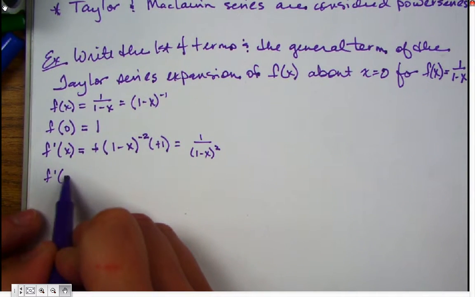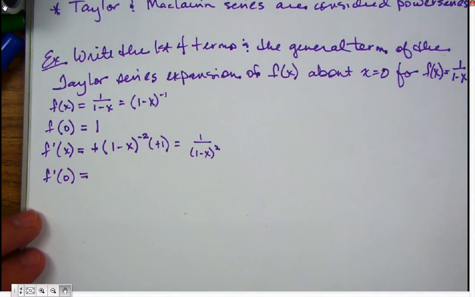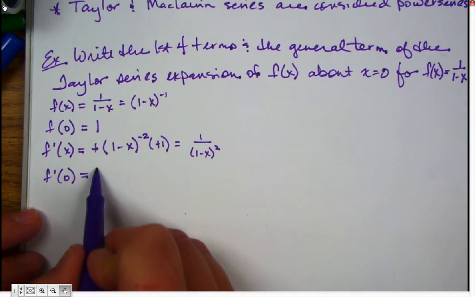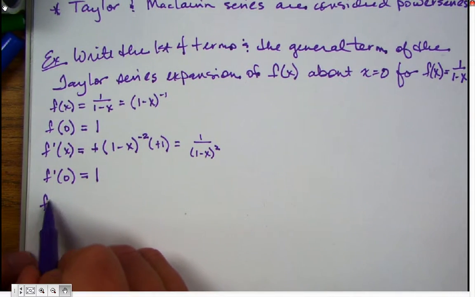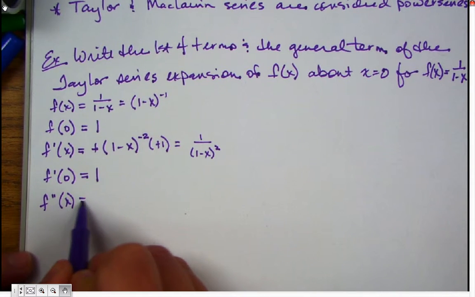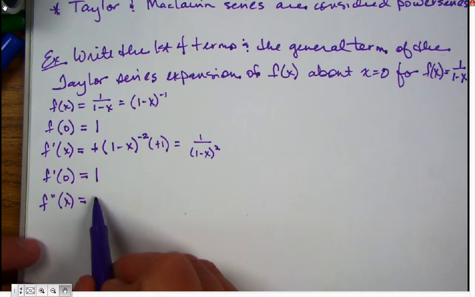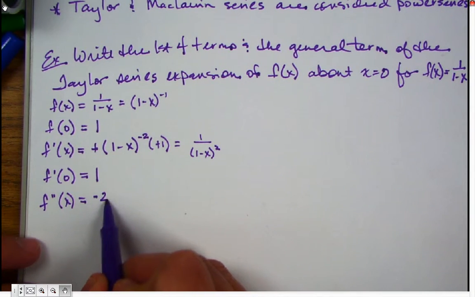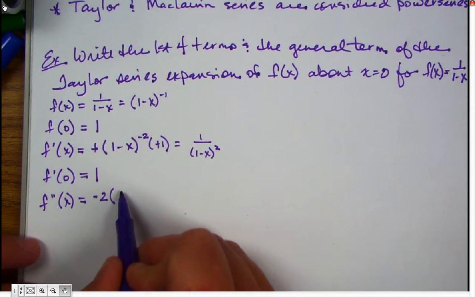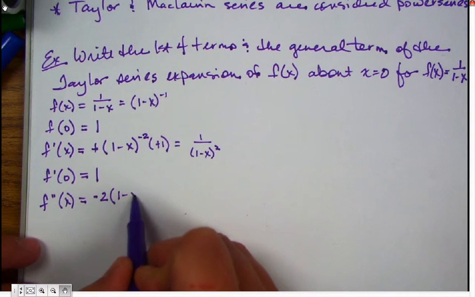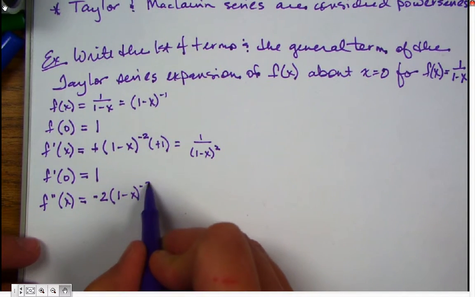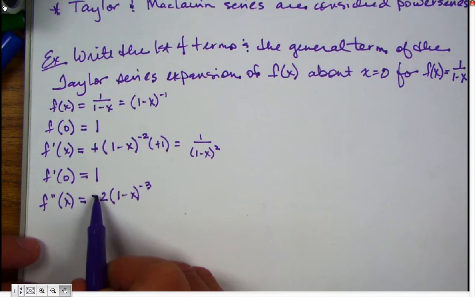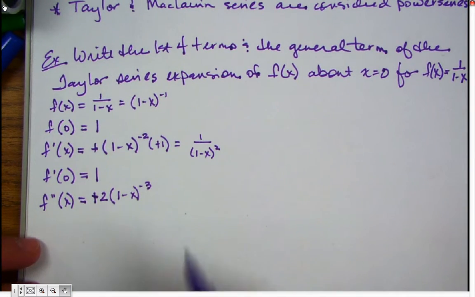Okay? So the first derivative at 0 is what? 1. And now I need to take the second derivative. And that second derivative is negative 2 times 1 minus x to the negative 3 times negative 1. So I'll just make it positive.